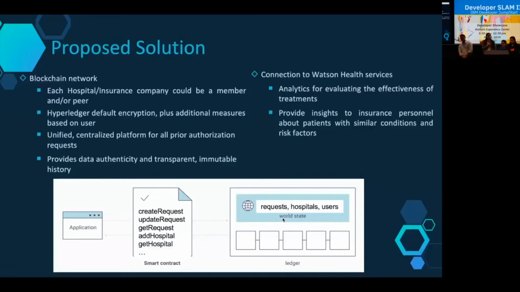And then additionally, we propose integrating existing Watson Health services into our system, including Gemstone, which would be able to provide analytics and statistics based on the patient they're looking at, and similar patients with that condition or risk factors, and the success or effectiveness of the medication or procedure being requested.